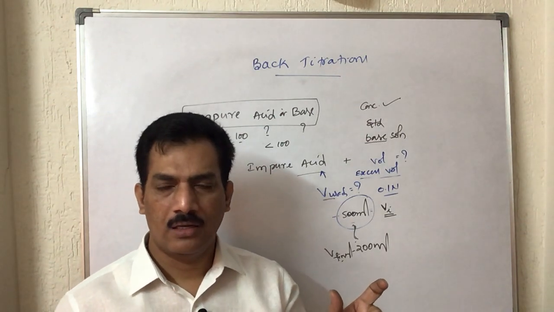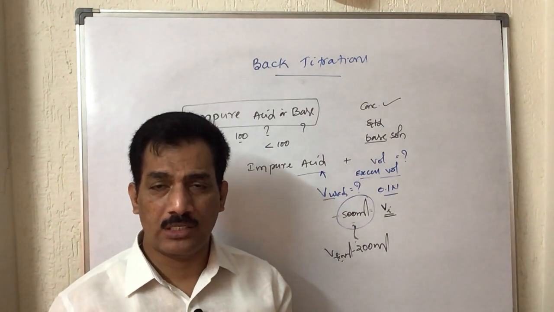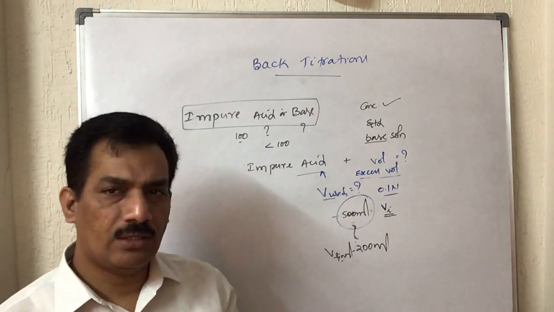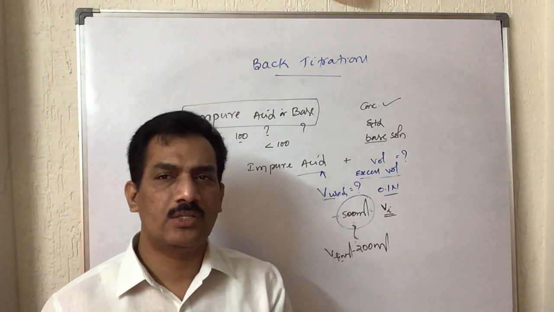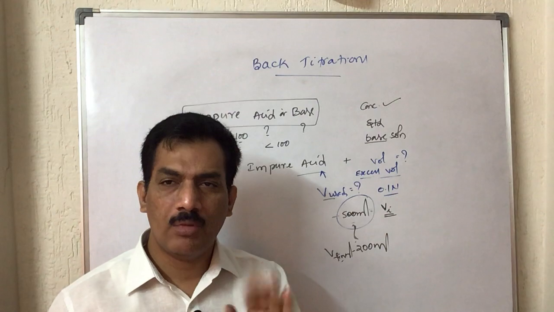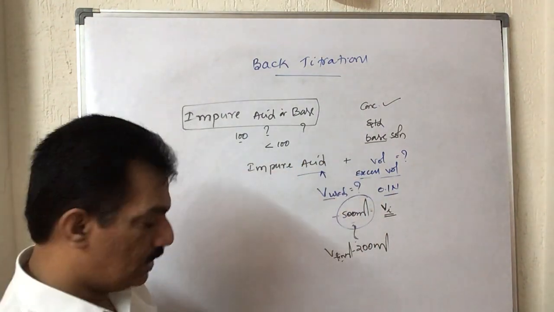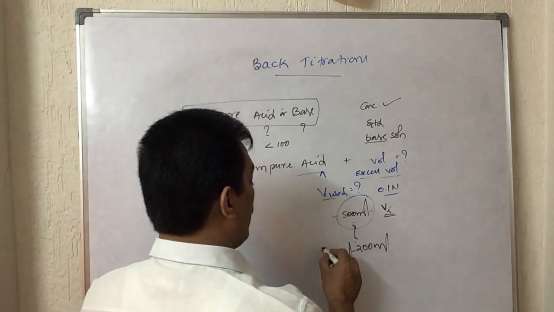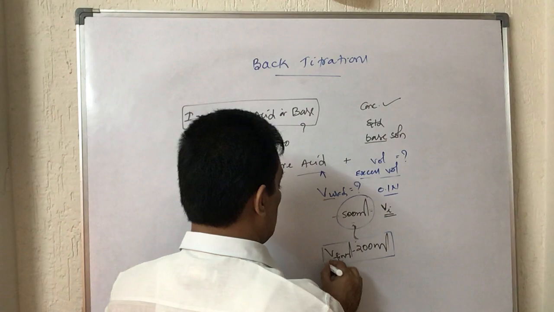Initial 500, final 200, that is, 200 is not used by the impure acid. That means the quantity used is 500 minus 200, that is 300 ml, used by this acid. Clear? And now the question is how to measure this final volume of this basic solution.